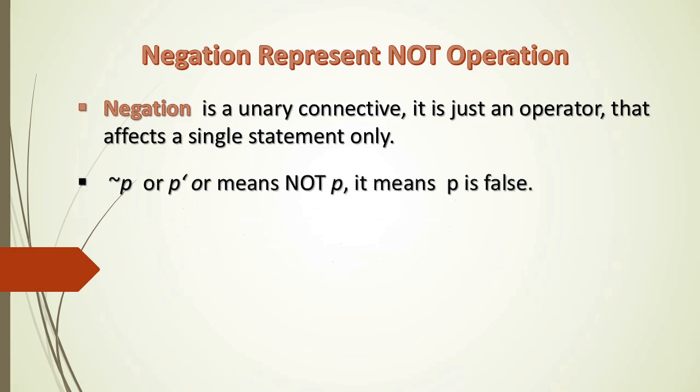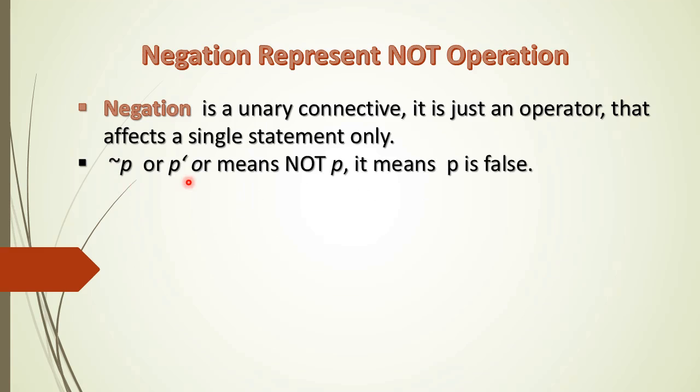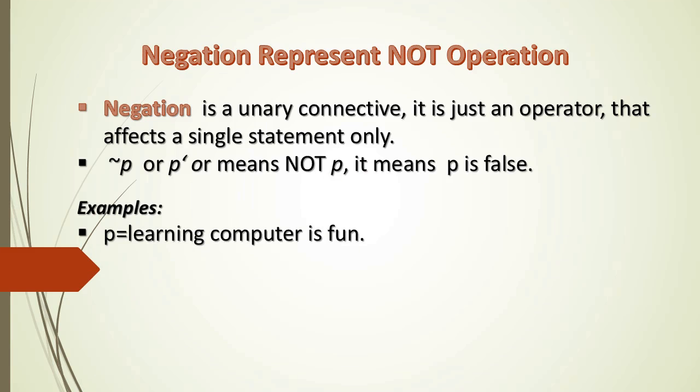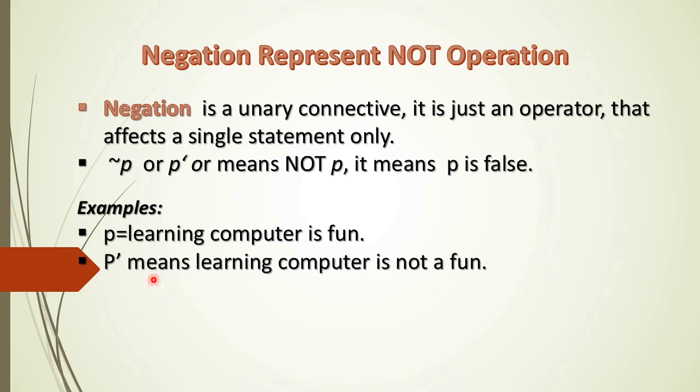Now we can write P complement, which means not P. It means if it is P, then not P will be false. Let's understand with examples. P is a proposition representing here: learning computer is fun. Another proposition, P complement, means learning computer is not fun.